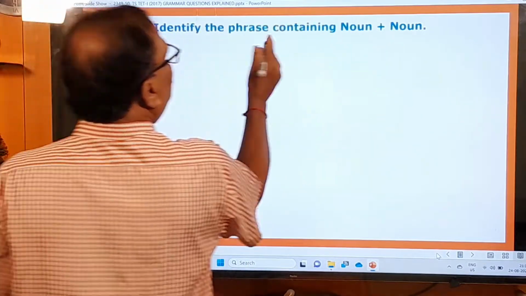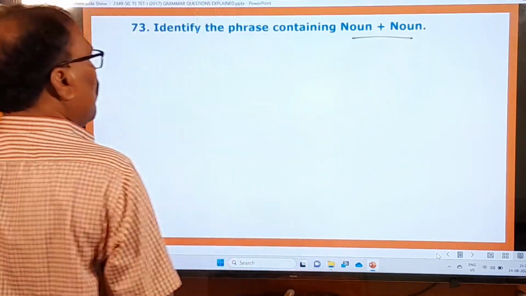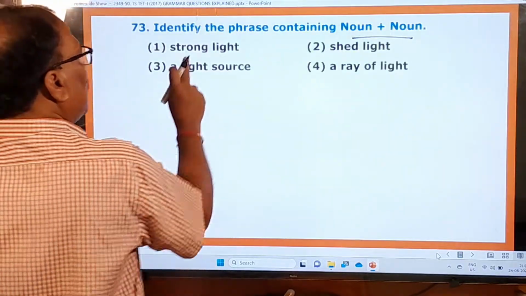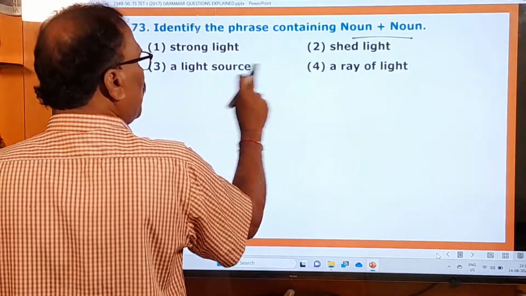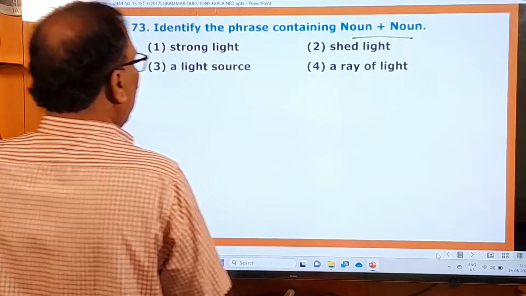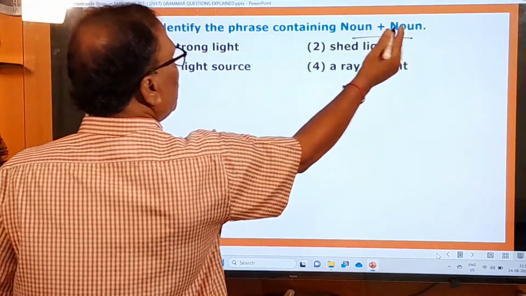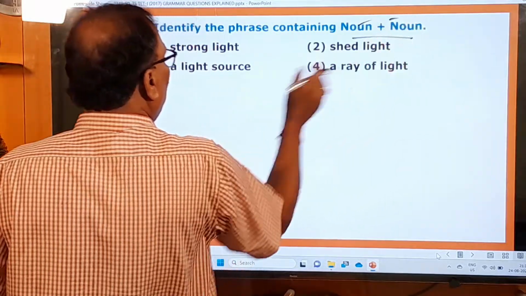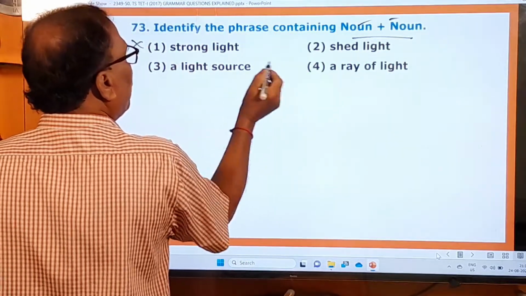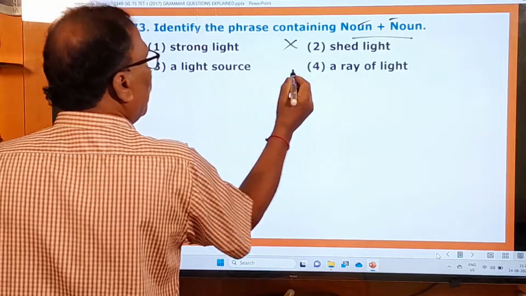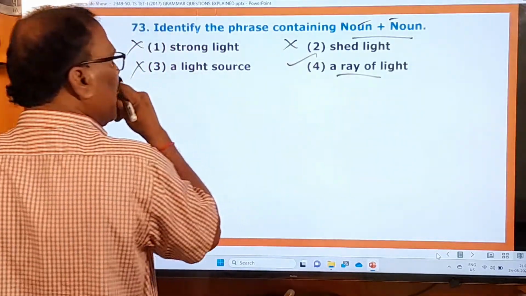The 73rd one. Identify the phrase containing noun plus noun. What are the options given here? Strong light, shed light, light source, a ray of light. Here, what is that noun plus noun pattern? This is the noun plus noun pattern you want. This is not the right one. This is not the right one. This is not the right one. This is the only right one. Why? I'll tell you the reason.